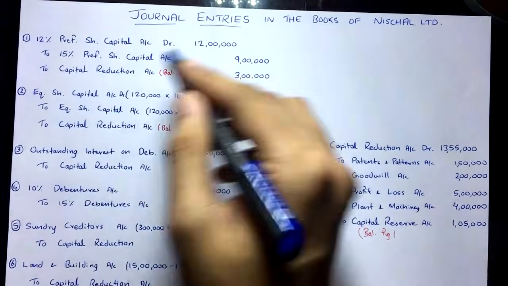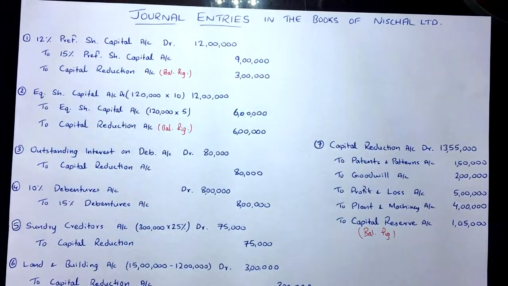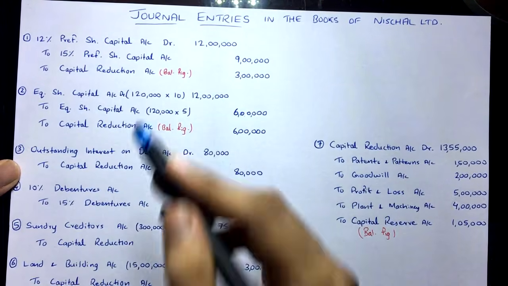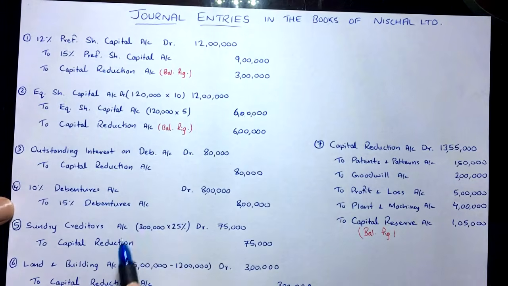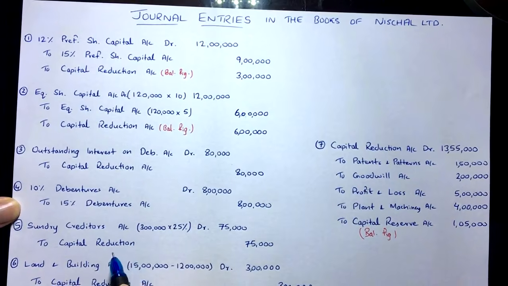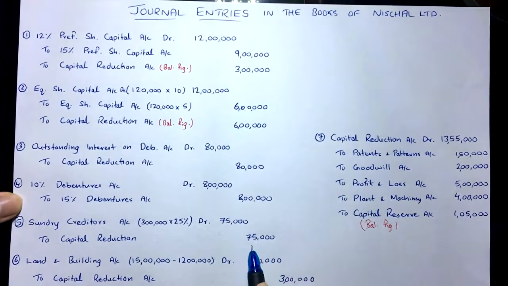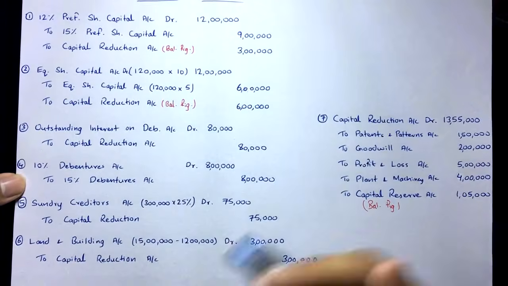See here, in the previous entries, if you see, we credited the capital reduction account everywhere, right? We were gaining here, here. So all that gain used to go to capital reduction. Yes, it used to be credited. 3 lakh credit, here 6 lakh credit, here 75,000 credit, 80,000 credit, and here 3 lakh credit. So the capital reduction account was increasing.